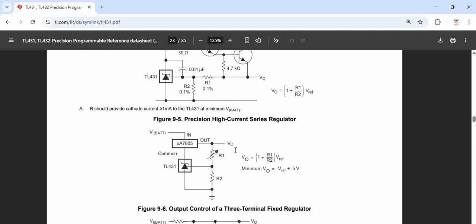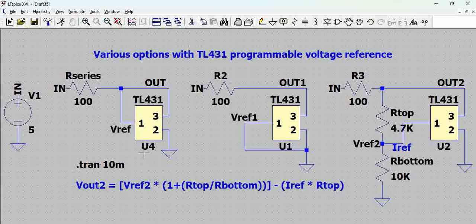Okay, and then the output voltage is simply calculated as output voltage is equal to 1 plus R1 by R2, into Vref. So based on the resistor configurations, we can set the output voltage. Now let us look at the scenarios in LTspice.